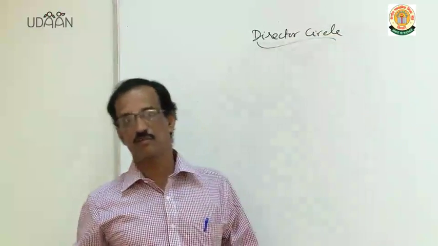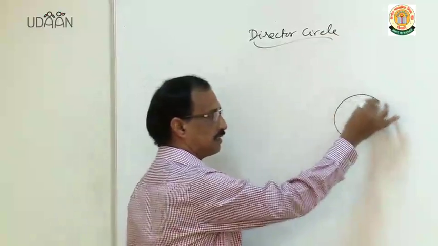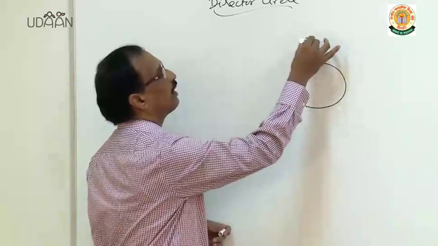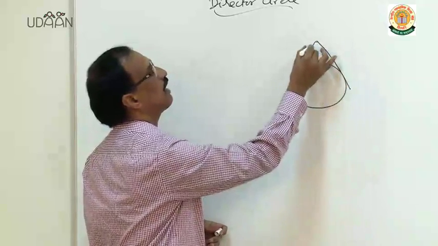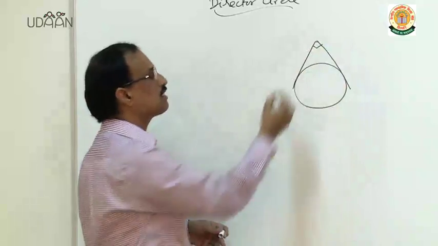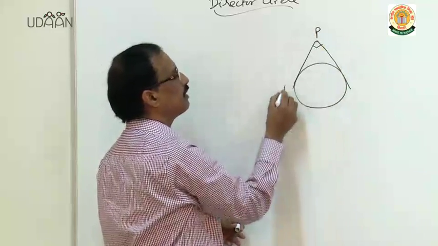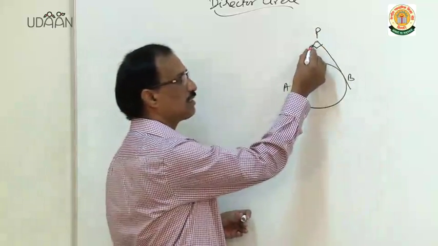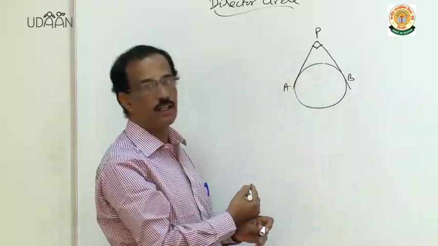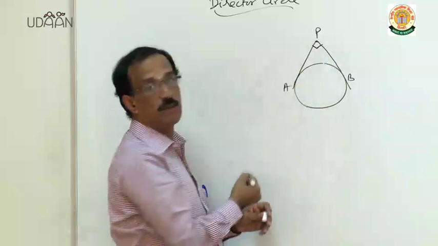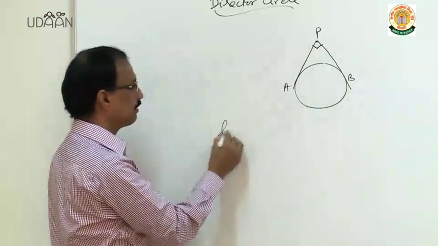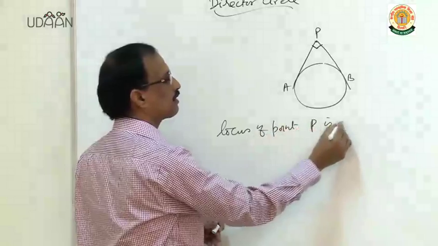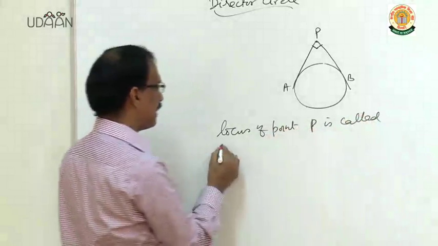The director circle means, if you have a circle and you draw two tangents, PA and PB, and the angle between them is 90 degrees, then we say the locus of the point P is called the director circle.